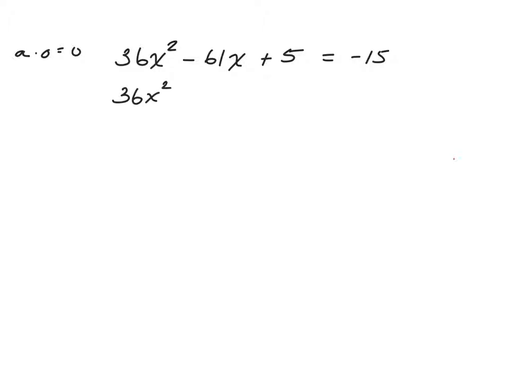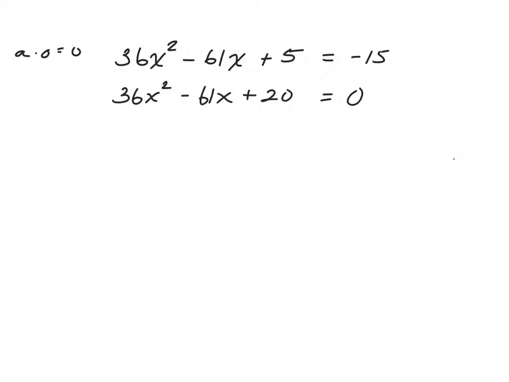I get 36x squared minus 61x. When I add 15 to the 5, that will now create a positive 20 that now equals 0. So here we go, AC method. I multiply the first term and the last term together.